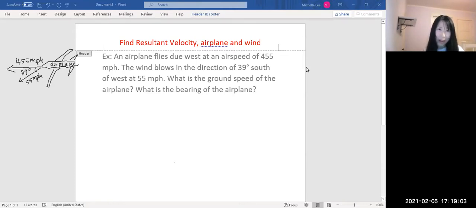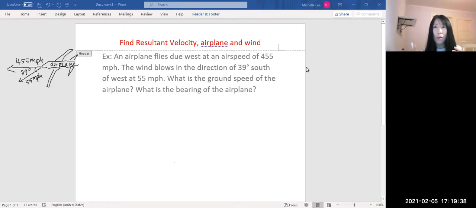So I drew a picture because I wanted to save time here. The airplane goes west at 455 miles per hour. As with the picture, we're going to find two velocities. One is the plane, one is the wind. That gives the ground speed of the airplane.